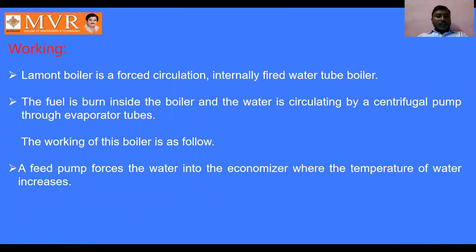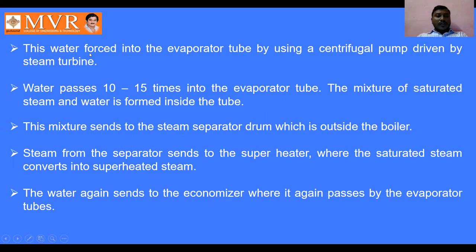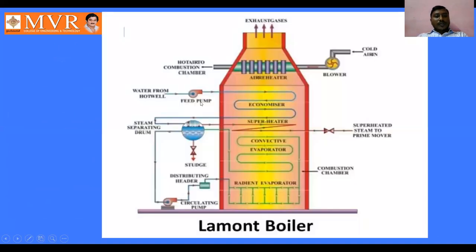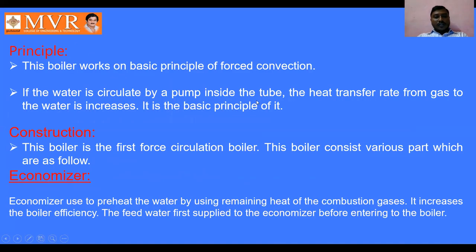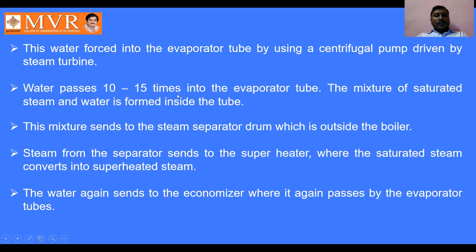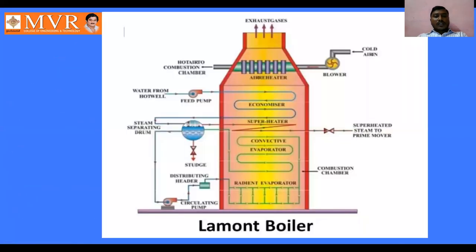And coming to here, we can observe the fuel is burned inside the boiler, where the water is forced into the evaporator tube by using a centrifugal pump. Here we are using the pump for forcing the water. And coming to here, water passes 10 to 15 times in the evaporator tube. The mixture of saturated steam and water is formed inside the tube. Here, the water is circulating in the evaporator.